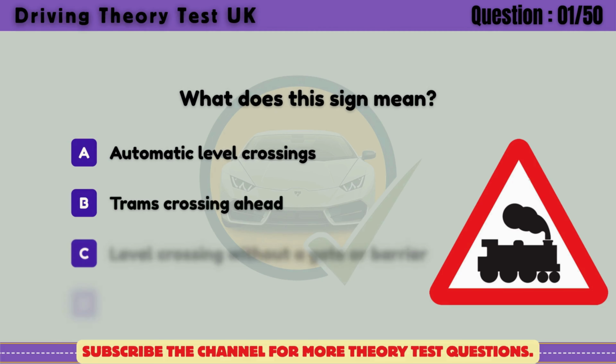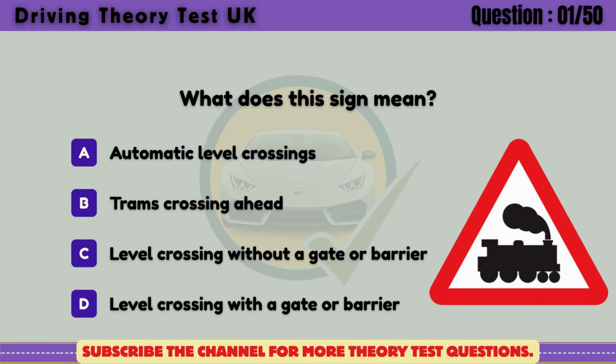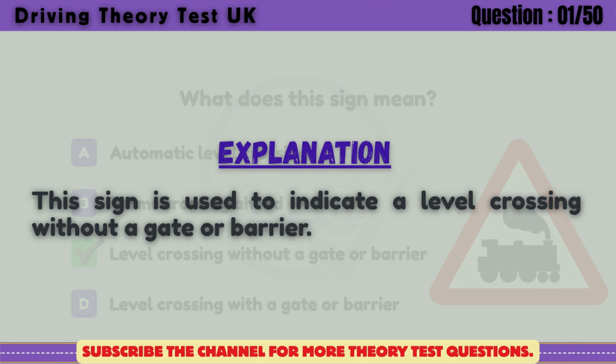What does this sign mean? Option A. Automatic level crossings. B. Trams crossing ahead. C. Level crossing without a gate or barrier. D. Level crossing with a gate or barrier. Answer is C. Level crossing without a gate or barrier. This sign is used to indicate a level crossing without a gate or barrier.